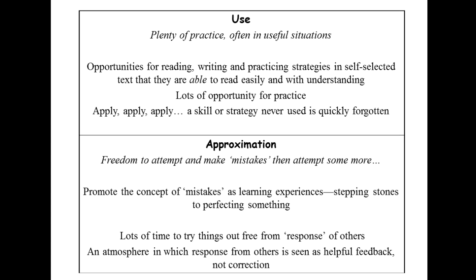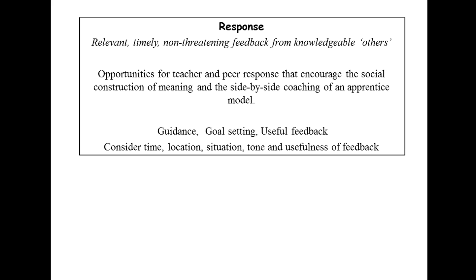Approximation. This is when you try things out, and we often call that mistakes, but mistakes are just steps in learning. So you're allowed to try things out or approximate, and then you try some more and you make adjustments, and that's how you learn how to do something. And then there's response. Relevant, timely, non-threatening feedback from knowledgeable others. Opportunities for the teachers and peers to respond and encourage social construction of meaning, side-by-side coaching like an apprenticeship model. When someone learns how to do a technical trade, they have someone who knows how to do that trade side-by-side with them, coaching them, teaching them how to do it.